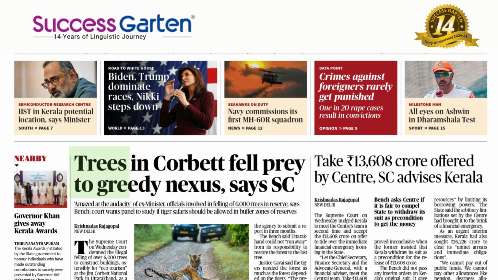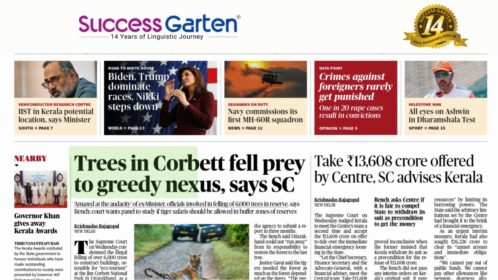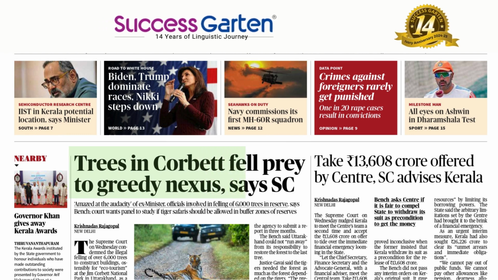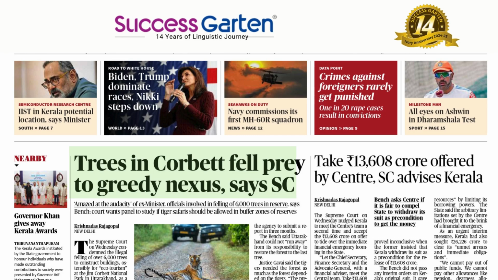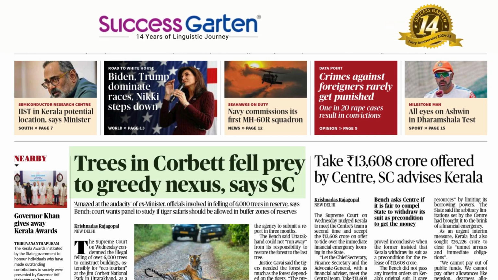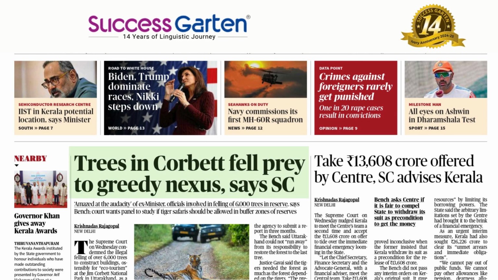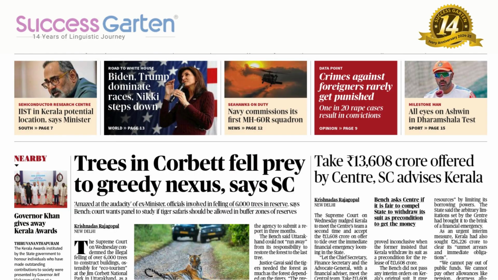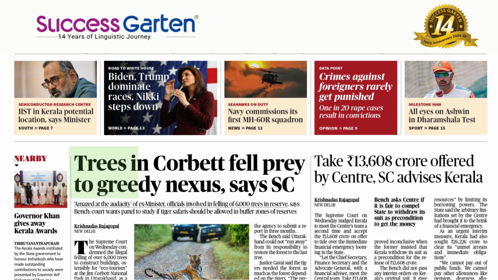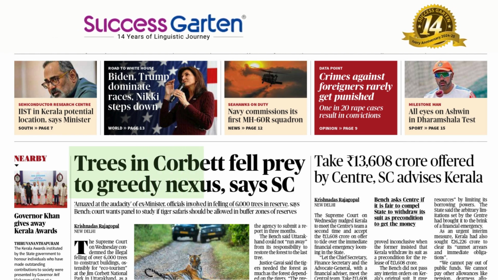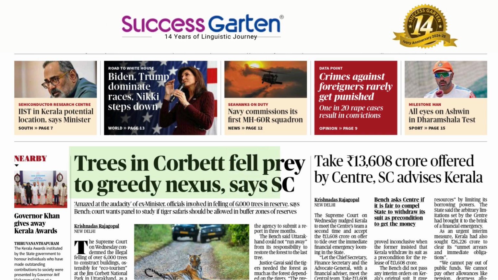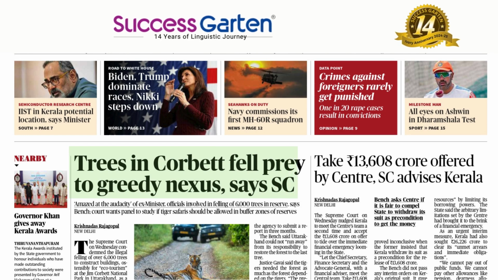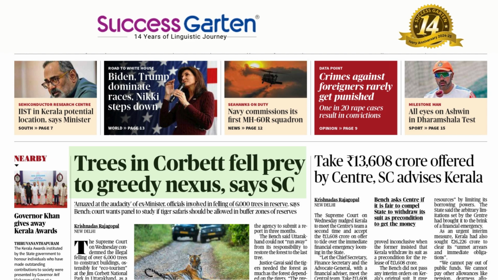We go with the first news item of the day. Trees in Corbett fell prey to greedy nexus, says SC. As we know, SC stands for Supreme Court. It's a comment from the Supreme Court. What does it say? Trees in Corbett fell prey to greedy nexus. So we have a word called Corbett. We must know the background information of that. They're talking about Corbett National Park in Uttarakhand. What happens there? Trees there fell prey to greedy nexus.